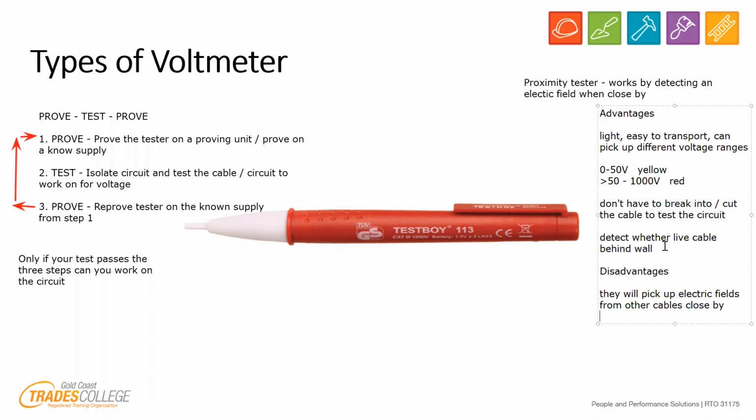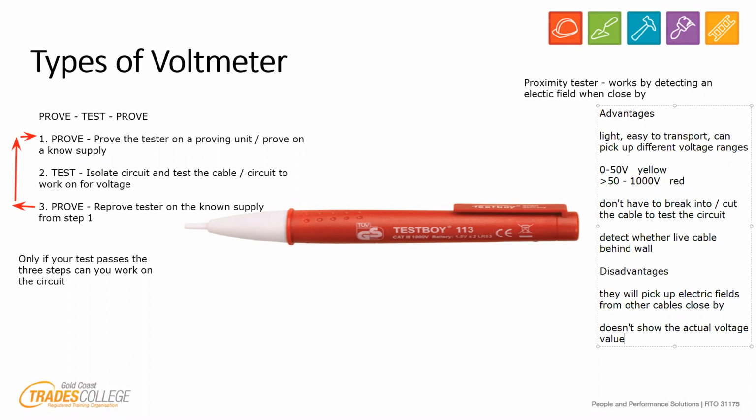Other disadvantages, an obvious one: it doesn't show the actual voltage. What voltage am I looking at? I know I said the indicator has a 0 to 50 and 52,000. Is it a single phase or three phase? I don't know. It's just red.